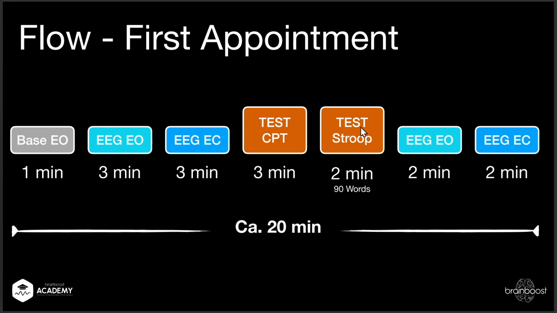We usually then do CPT and Stroop tests. The Stroop is around 2 minutes, it's 90 words. So if you need longer, then it's more than 2 minutes. I think the CPT is 144 seconds, so less than 3 minutes. And then we have eyes open, eyes closed again. So this is usually what we do. Of course, it depends. For peak performance, other people, we might have other test batteries.